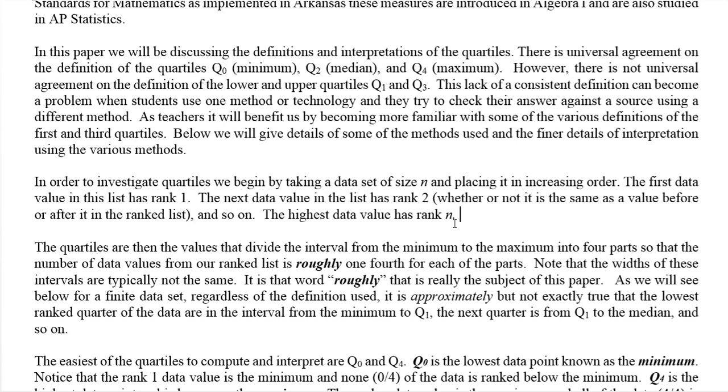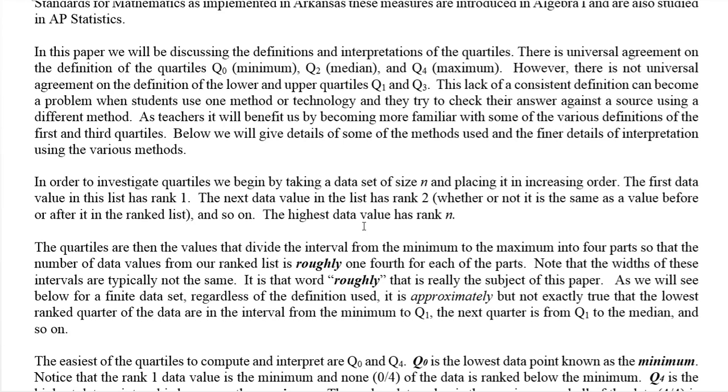So there might be a 7 that is the lowest one, rank 1, and maybe you have another 7. Well, that second 7 is rank 2. The highest data value will have rank n, which is the sample size. Now, of course, finding the minimum and the maximum, the lowest and highest ones, is quite easy. So what we want to do is find these other measures, the median and then the first and third quartile.